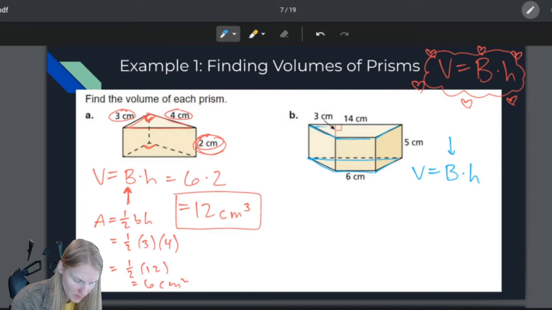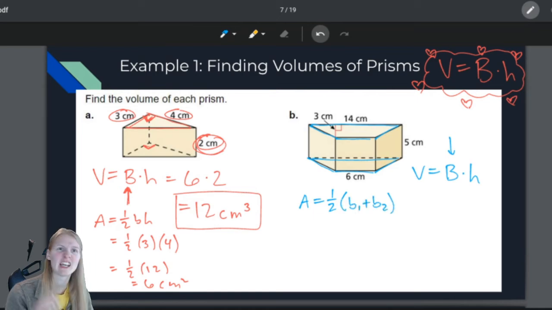Our base here is a trapezoid. Who remembers what the area of a trapezoid is? The area of a trapezoid is 1/2 base 1 plus base 2. It's the average of your bases. Basically, you're averaging your bases together, times the height.